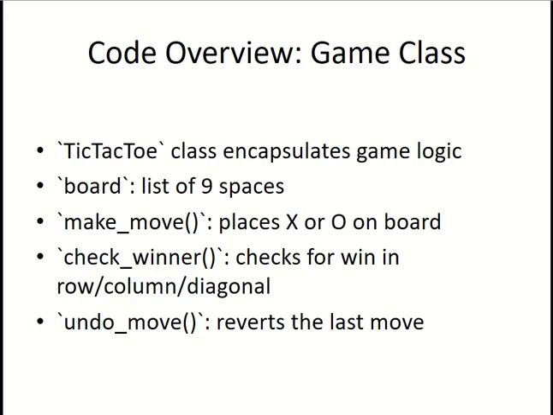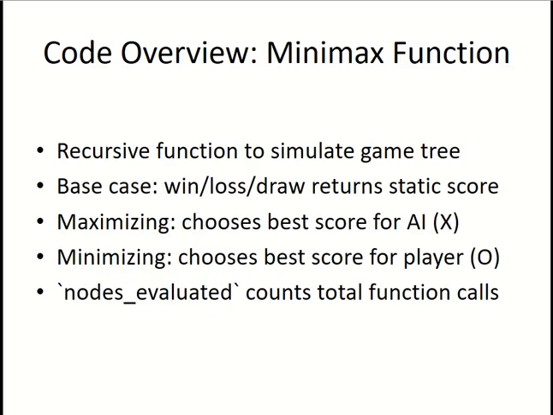Okay, so code overview of the game class. The Tic-Tac-Toe class contains all the game logic. It manages the board, tracks movers, checks for winners, and handles undo operations. The board is a simple list of 9 elements representing 9 squares. And we have a make move function as well that places a letter, and check winner evaluates the rows, columns, and diagonals.